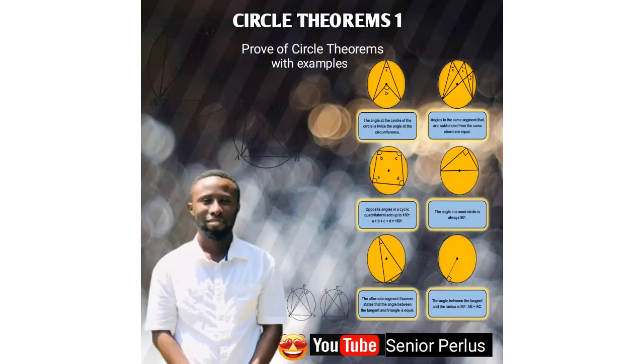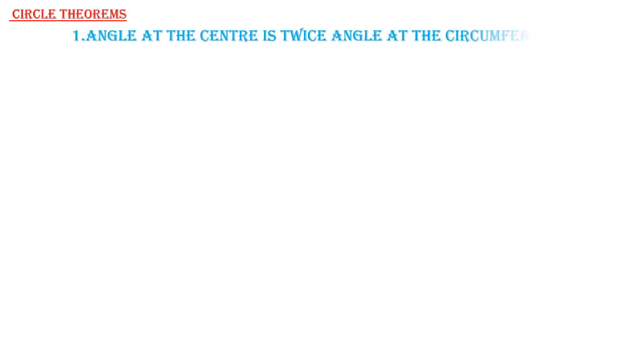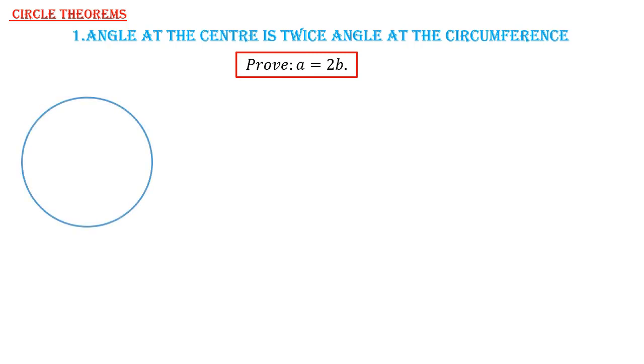Circle theorem. With theorem 1, angle at the center is twice angle at the circumference. So let's put A equals 2B. This is our shape. So we are going to do a 9 shape here.